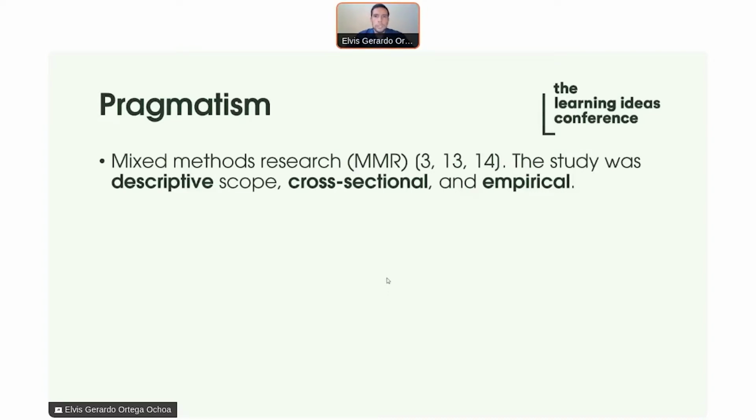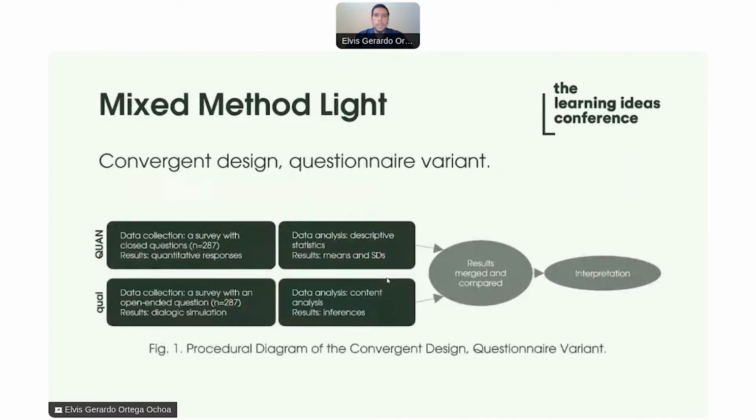The study was of descriptive scope, cross-sectional and empirical, and applied a convergent design and used the questionnaire variant called mixed method LI to respond to the research purpose. The design implies collecting and analyzing quantitative, mostly, and qualitative data simultaneously. In both approaches, the algorithm of the PCA dialogue system was determined.